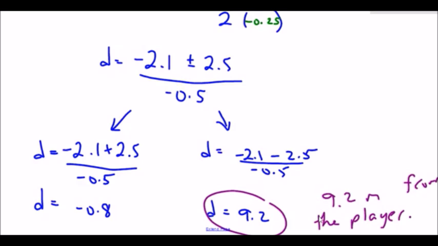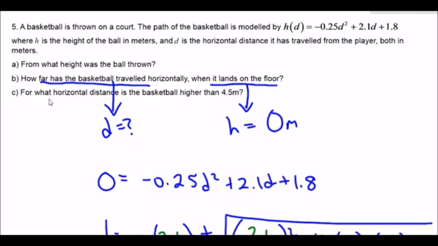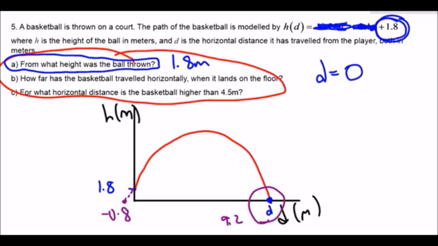Okay. What does part C say? It says, for what horizontal distance is the ball higher than 4.5 meters? Okay, so I'm just going to go back to my diagram. So 4.5 meters, let's just throw it right here. So at some point, the ball gets high enough to be 4.5 meters, and then it goes up, reaches a maximum, comes back down, and it'll be at 4.5 meters again.